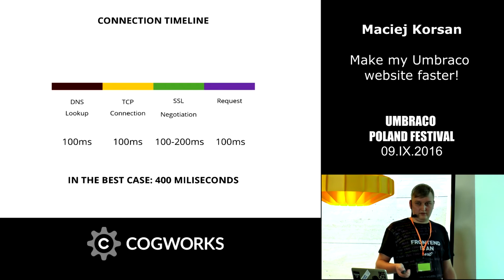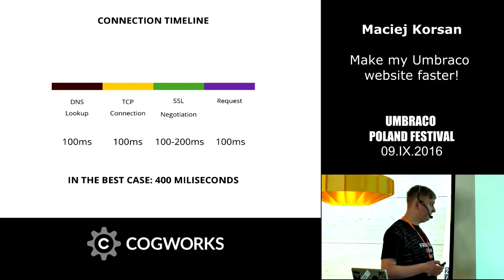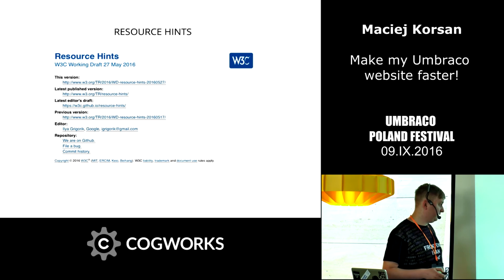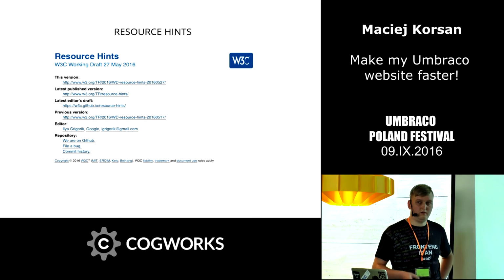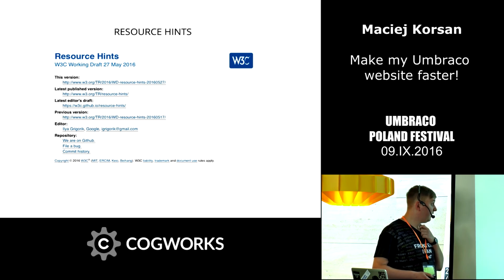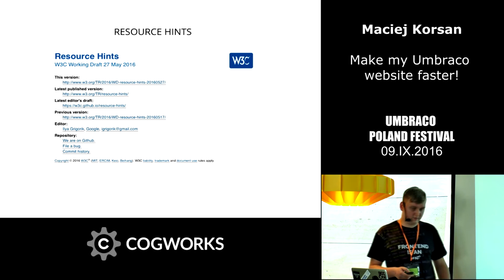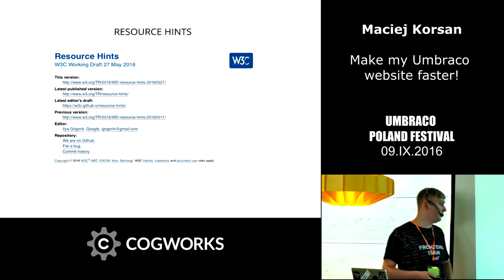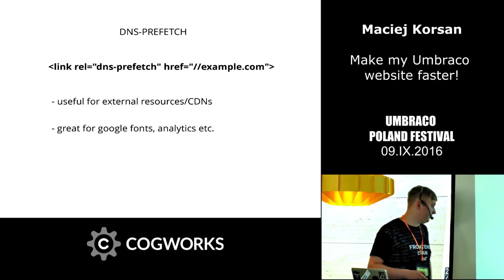And what can we do as front-end developers to make things faster? We've got something on the W3C. This is the page where all the specification documentation of the web has its place. And we've got something called resource hints. There are some tools given by browser creators for us to handle this. So we've got DNS prefetch.